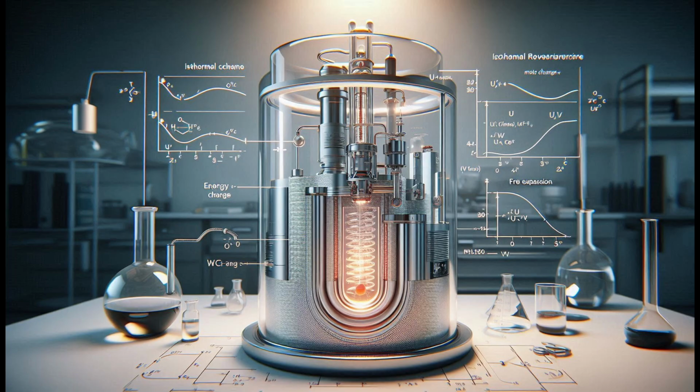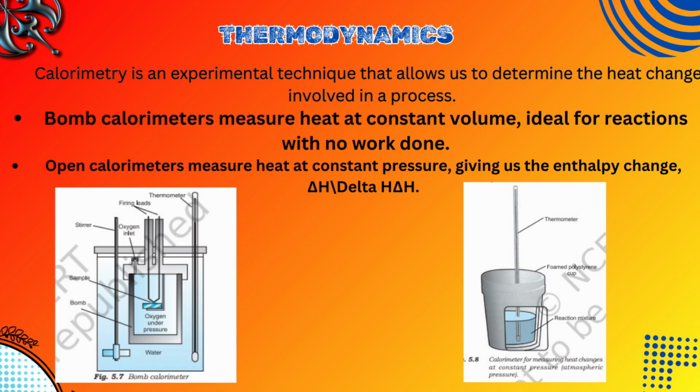Ever wondered how we measure the energy changes during chemical or physical processes? Calorimetry is an experimental technique that allows us to determine the heat changes involved in a process. The experiment is conducted using a special device called a calorimeter, which is immersed in a known volume of liquid. By knowing the heat capacity of both the liquid and the calorimeter, we can calculate the heat evolved by simply measuring the temperature changes. Let's explore how this works under two different conditions, constant volume and constant pressure.